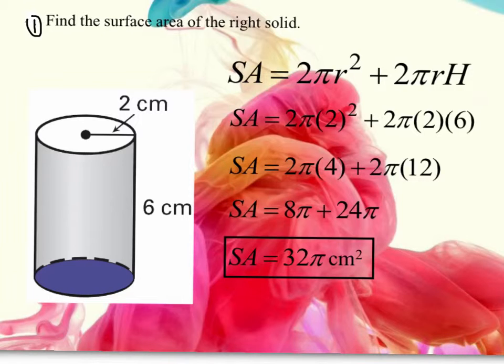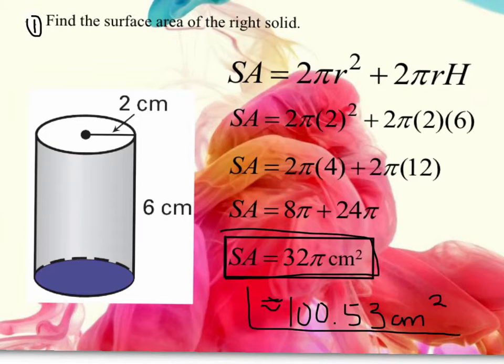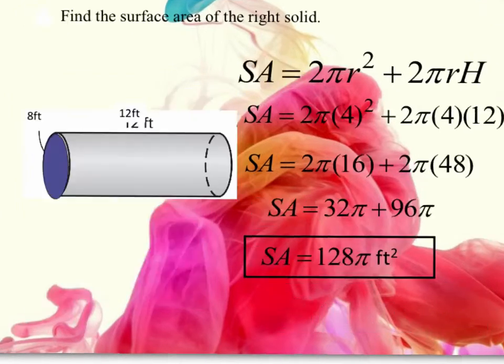times pi, and that equals, so this is roughly 100.53 centimeters squared. Both are correct. It just depends on what they ask for. They may ask for your answer in terms of pi, or if they just say just your answer, you can put it in terms of decimals.